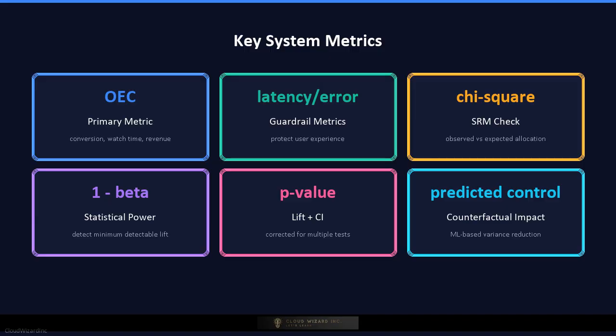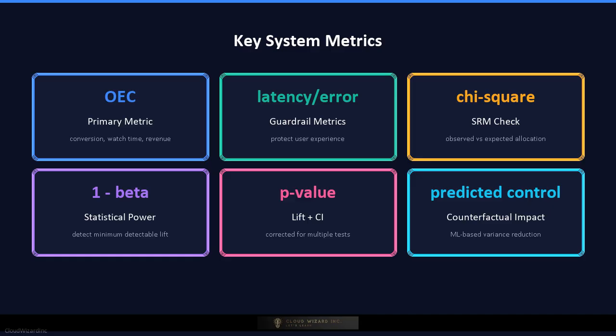Second, guardrail metrics such as page load latency, error rate, and unsubscribe rate, which protect the user experience. Third, sample ratio mismatch, measured as the chi-square statistic between expected and observed variant allocations. Fourth, statistical power, the probability that the experiment will detect a true effect of a given minimum detectable lift. Fifth, p-value and confidence interval for the observed lift, corrected for multiple comparisons and optional stopping.